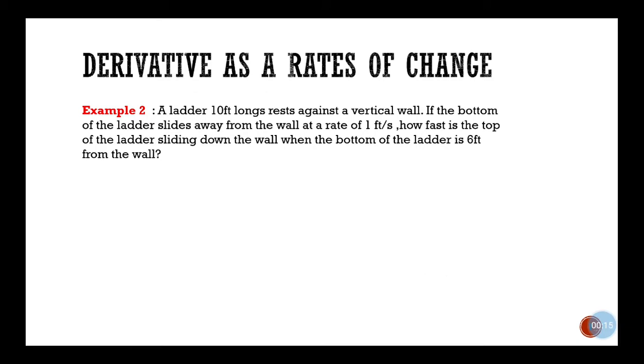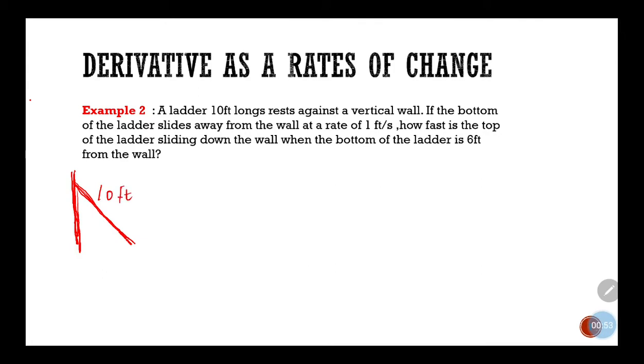Okay, so if this kind of question, if you can draw to illustrate the conditions, please do. Let's try. We have a vertical wall, katakanlah ni dinding lah. So there is a ladder 10 feet long rests against a vertical wall. So maknanya 10 feet long. Okay, ni dah tangga tu. Kita ada tangga kat sini menyandar dekat vertical wall here. So the length of this ladder is 10 feet, right?